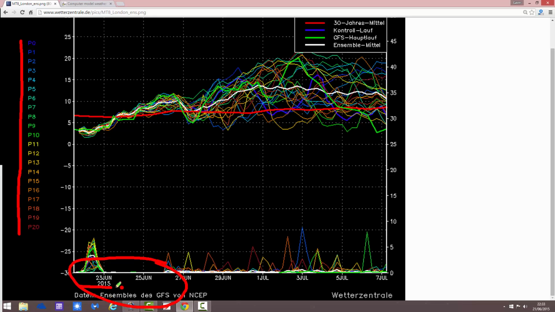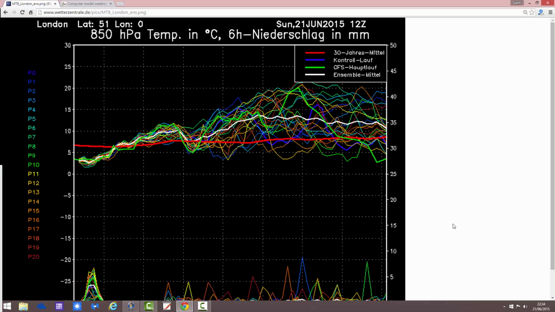Keep in mind the dates are on the bottom of the chart, of course, that we go around 2 weeks with GFS ensembles. We start off, this is when I'm doing the video, on the 21st of June, just here, and we go through into the first week of July. The 7th of July is over here, so the dates are along the bottom of the chart.